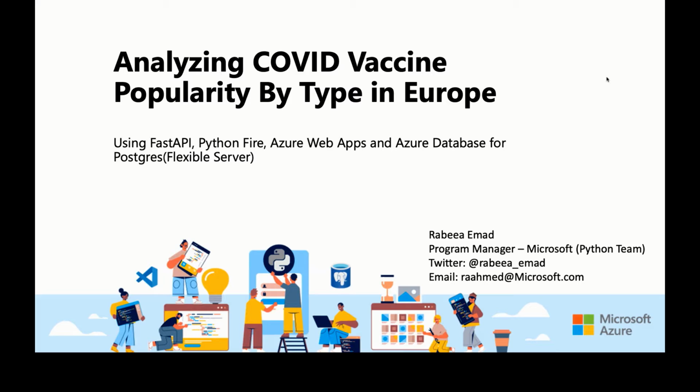And my goal is really to analyze COVID vaccine popularity by type in Europe. And I'm going to be doing this using quite a few different technologies. We're not going to go deep into any one specifically, but we're going to use them to solve this problem. And I'm going to give you everything that you need to learn about it in order to follow along.